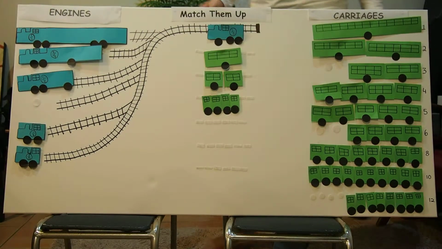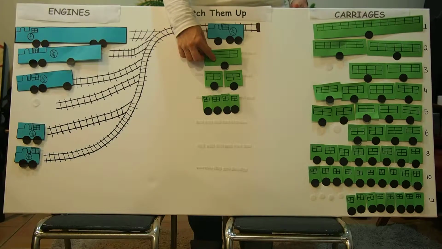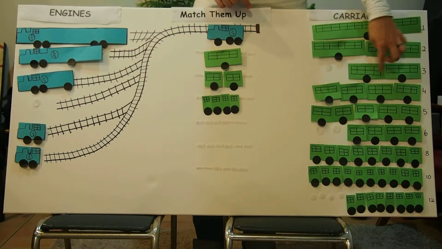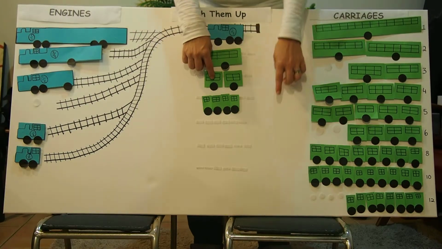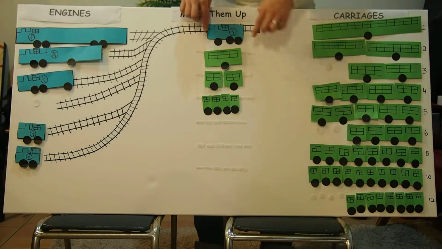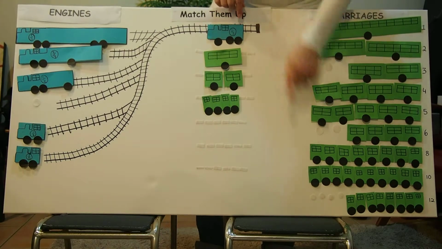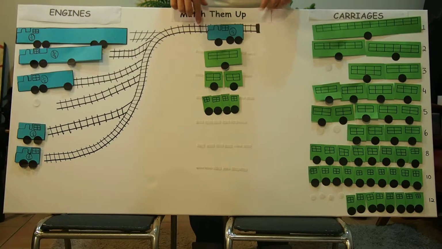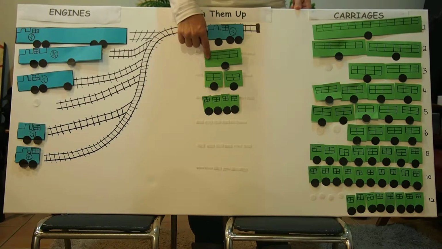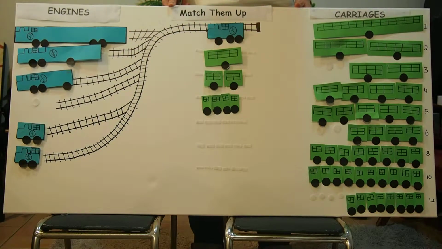So, we've gone through and we've found that these are the carriages that match the length of this engine. So, we can see that one carriage out of 3 equal carriages will fit the length of this engine. We can see that 2 carriages out of 6 equal carriages will also match the length of this engine. We can see that 4 carriages out of 12 equal carriages will also match the length of this engine. So that means that 1/3 and 2/6 and 4/12 all measure the same length.